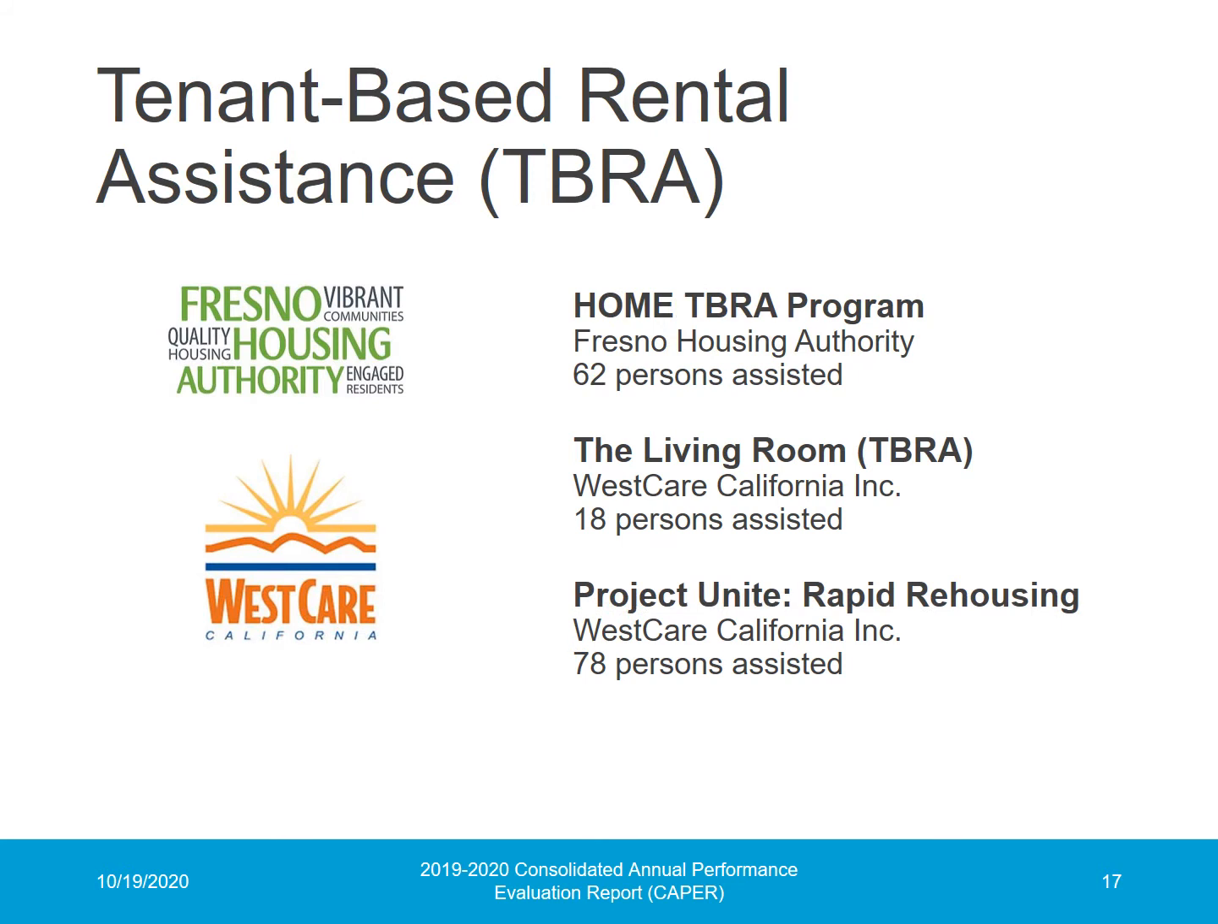Tenant-based rental assistance programs, often referred to as TBRA, subsidize private market units for homeless and low-income households to increase affordability. During the program year, three organizations were provided funding to provide TBRA, including the Fresno Housing Authority, who used HOME funds to assist 62 persons. WestCare California's Living Room used HOPWA funds to assist 18 persons, and WestCare also used ESG funds to assist 78 persons.